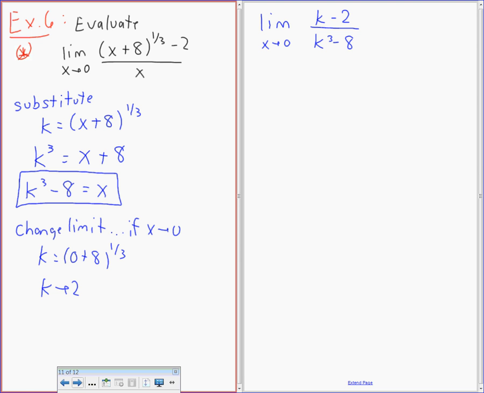Hold on a sec. Now I see one person in the back giving me this look. I did 0 plus 8, which is 8, and the cube root of 8 is just 2. So if I'm subbing in 0 for x, k is going to be 2. If you don't like that, you can leave that step and do another substitution at the end, but I want to do this all in one step.